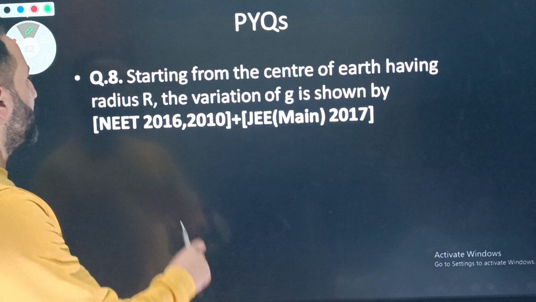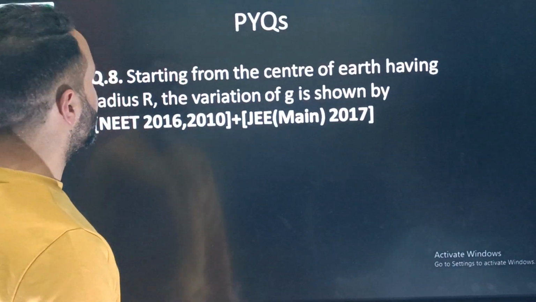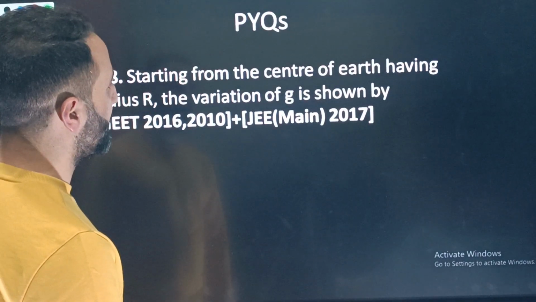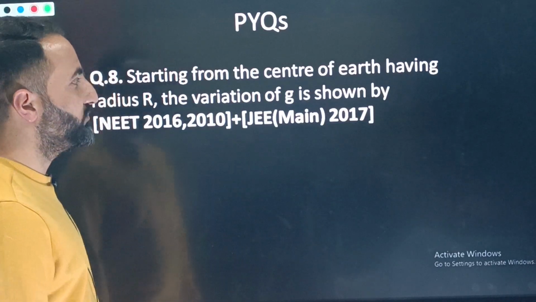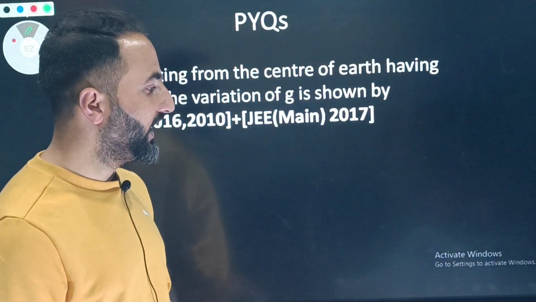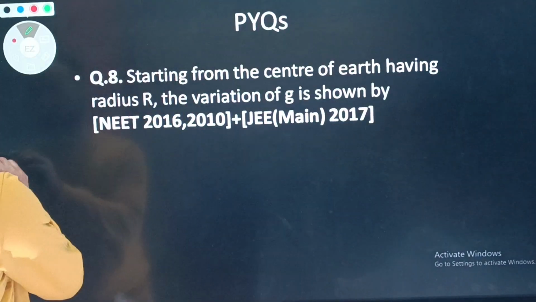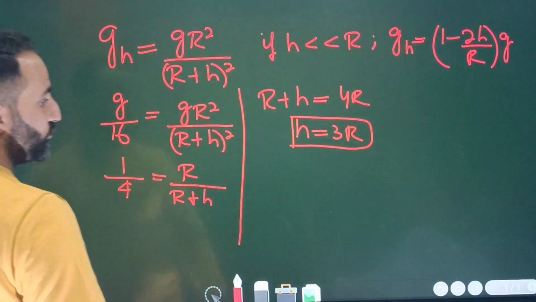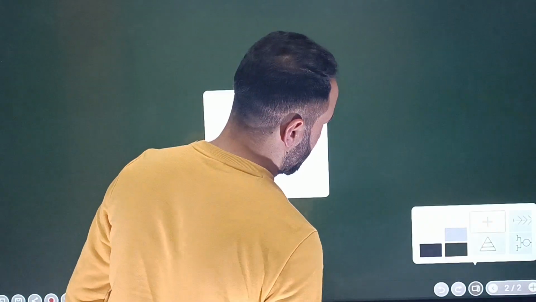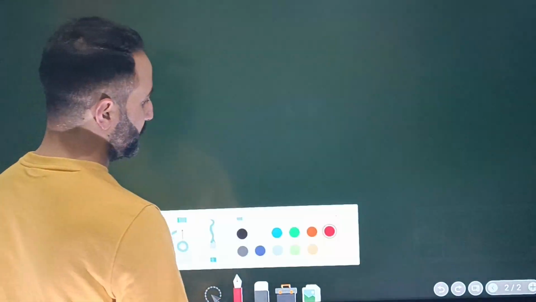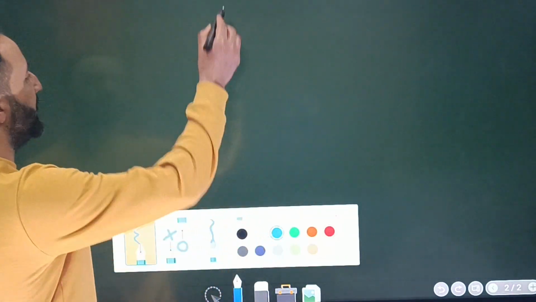So the question is simply like this: starting from the center of Earth, having radius capital R, the variation of acceleration due to gravity is shown by. You will have to simply plot g versus r graph. Let's have a bit of discussion on this. ठीक है ना बेटा? यहाँ आप ध्यान रखिए बेटा. Concentrate here. It's something like this.